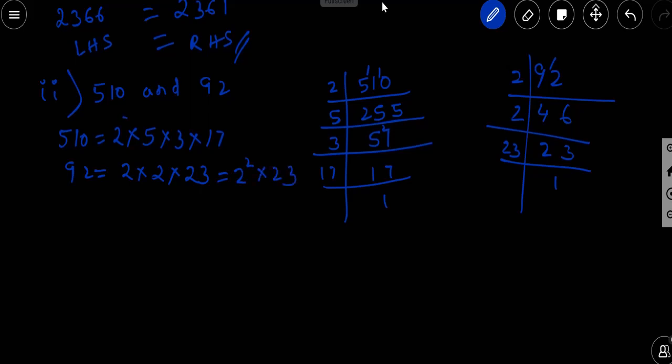Now if you see, which is the common number here? The common number is 2.